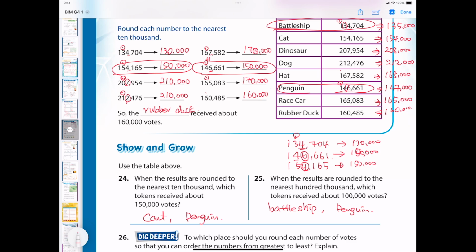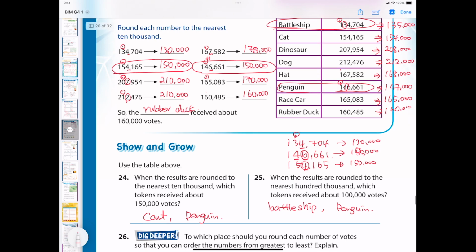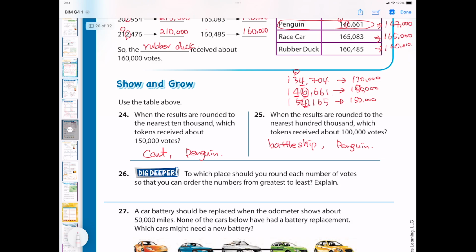Okay, no number is overlapping or the same. So we can round to the thousands place. Why? Because it's easier to compare. There is no number that will be the same. When you round to the thousands place, the number values are all different, so you're not going to get confused.